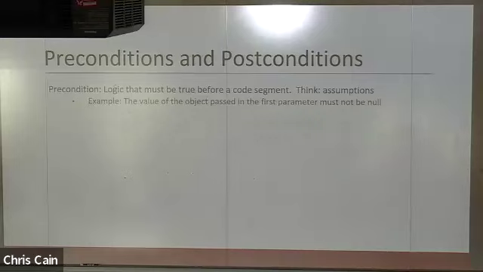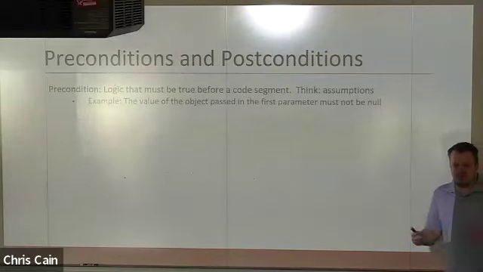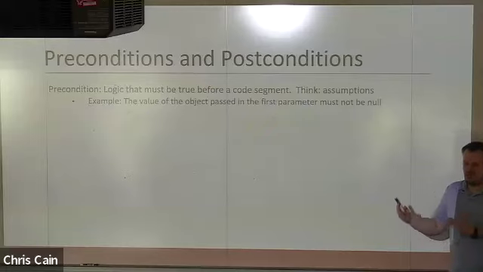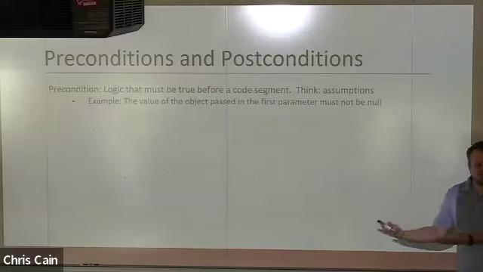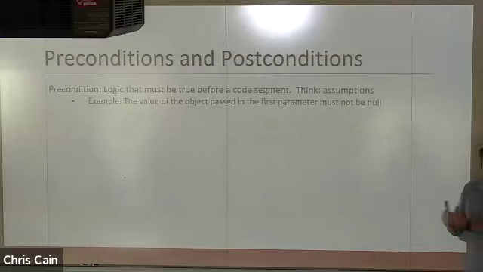So here's another example of a precondition. The value of the object passed in the first parameter must not be null. If you're going to pass an object as a parameter, you expect to be able to dereference that object. You expect to be able to look at its fields, its methods, call the getters of the fields and interact with that object in some sense. If the object is null and you try to dereference it, you're going to get a null pointer exception.